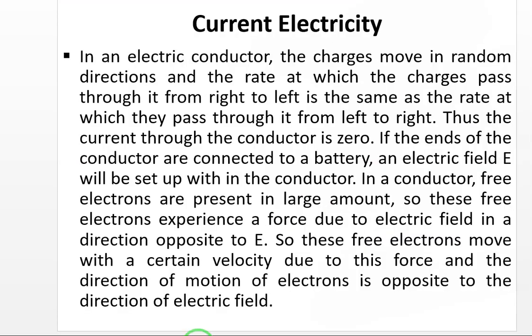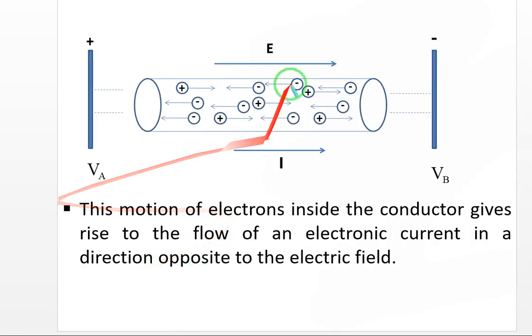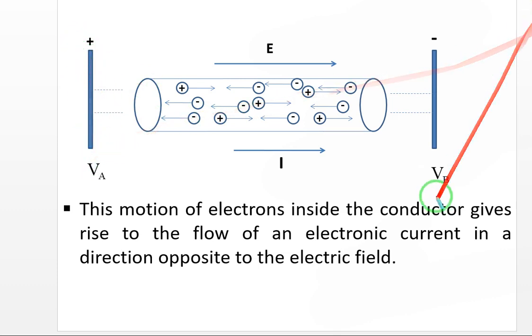So now coming to current electricity. First of all, looking at this image, we have a positive charge and a negative charge. The positive moves toward the right and the negative moves to the left. We have a battery, and a battery has a positive and a negative terminal.